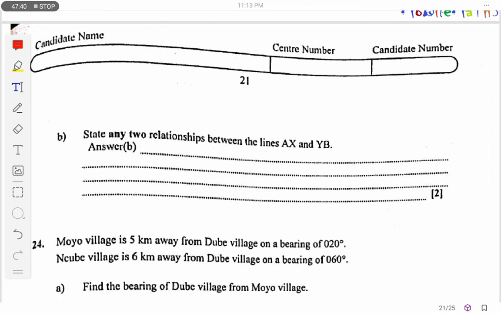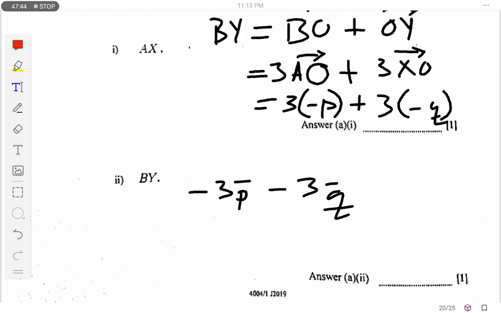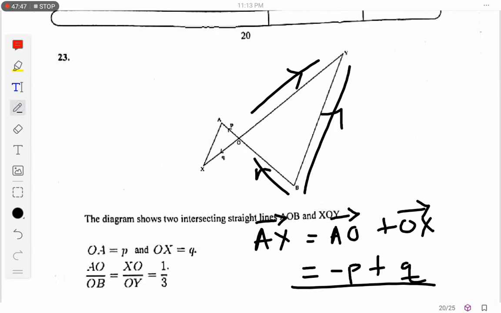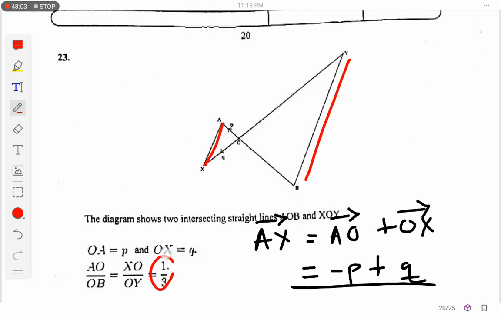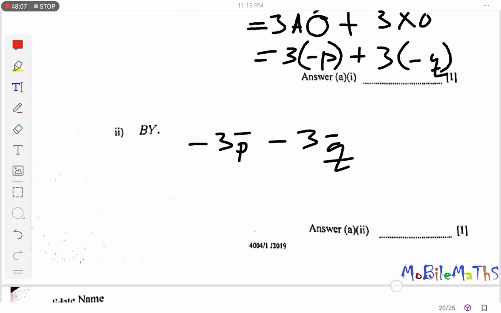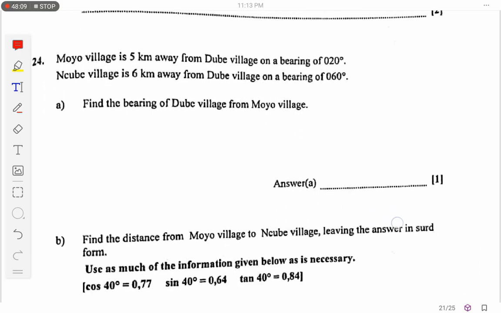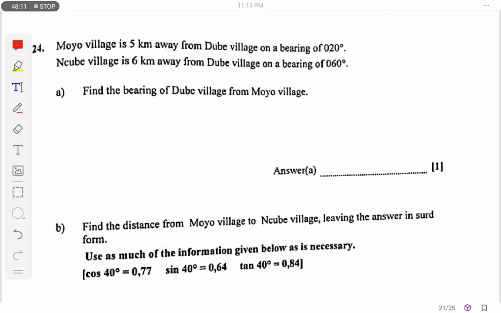State any two relationships between line AX and YB. Okay, where are the lines? Let me just rub off this part. So the lines that we are talking about are these ones and this one. You find out they are parallel, that's one thing, and also you can even talk of the ratios there, 1:3. That's another fact. Let's move on. We are now on number 24.